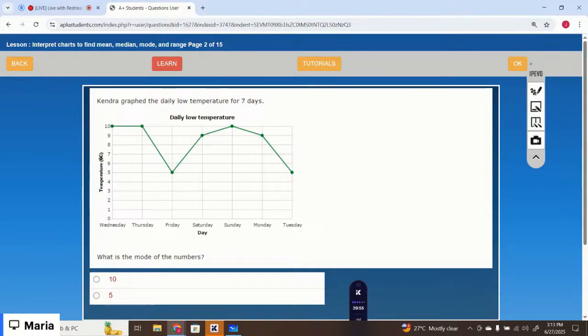Kendra graphs the daily low temperature for 7 days. What is the mode of the numbers? The mode is 10. 10 is the number that appears the most in the given data. The correct option is 10. Option number 1 is the correct option. So that is 10.